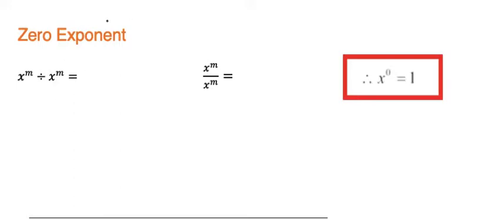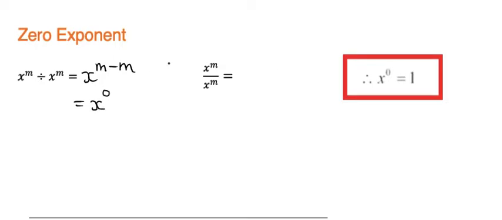All right, so here we have x to the m divided by x to the m. We're going to use the rule from the previous podcast where if we have the same base, what we do with the exponents is we just subtract them. So this can be rewritten as m minus m. Well, m minus m is just 0. So the answer to this is x to the power of 0.